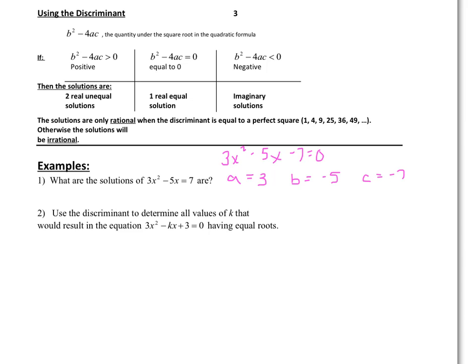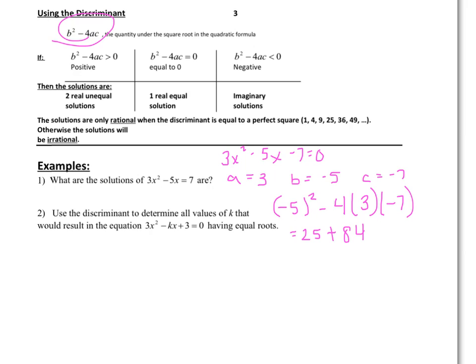So if I plug that into my discriminant, this thing up here, I'd have negative 5 squared. And whenever you have a negative and you're plugging it in somewhere, you need to make sure you put it in parentheses, because if you don't, you're going to get the wrong answer. 4 times a is 3, and c is negative 7. So negative 5 squared would be 25, minus 4 times 3, negative 4 times 3 times negative 7 is 84, positive 84. So 25 plus 84 gives me 109.